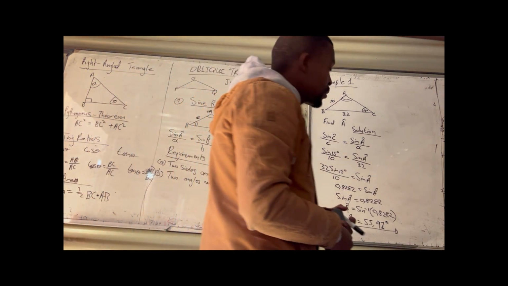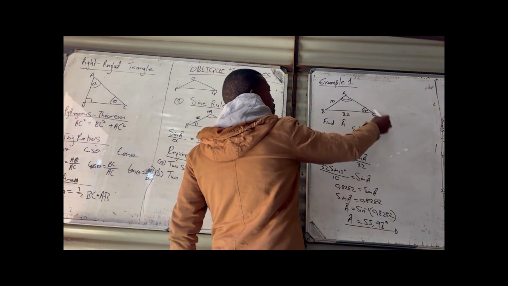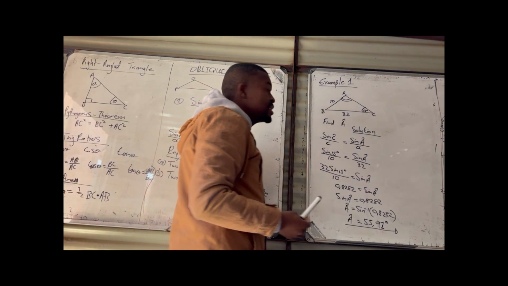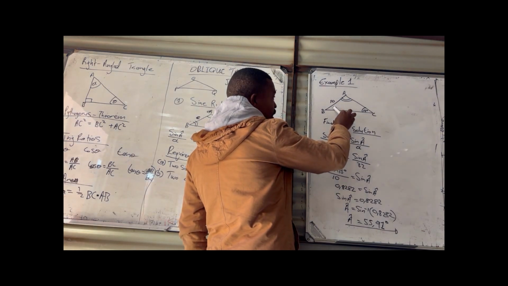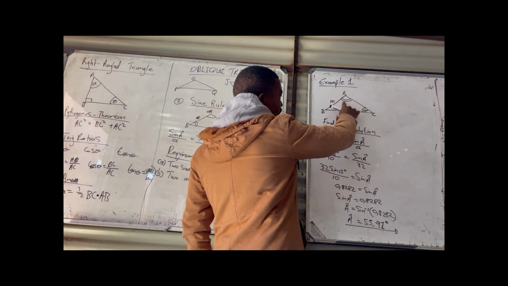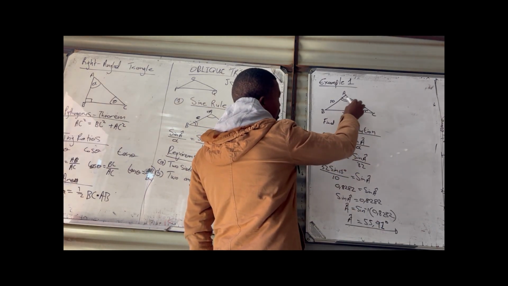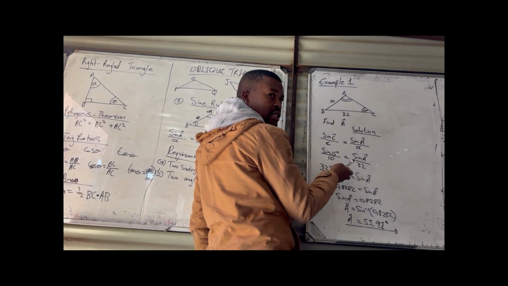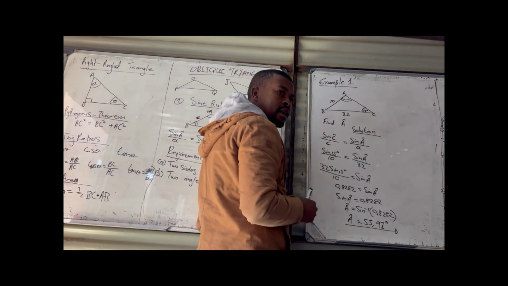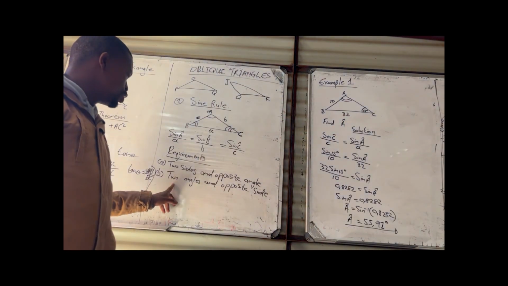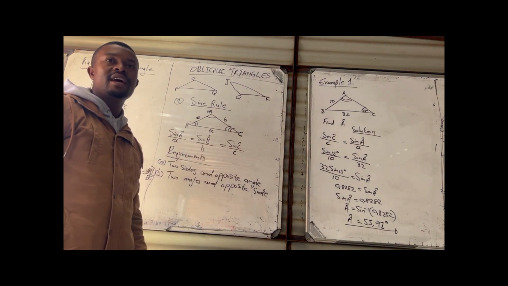Good. One other thing: a follow-up question can say, what is the length of AC? To find AC, first we need to find this angle here. We know angle A is 55.91 degrees, so we will use the sum of angles of a triangle, 180 degrees. After that, we can find side AC, because we have two angles and then an opposite side.